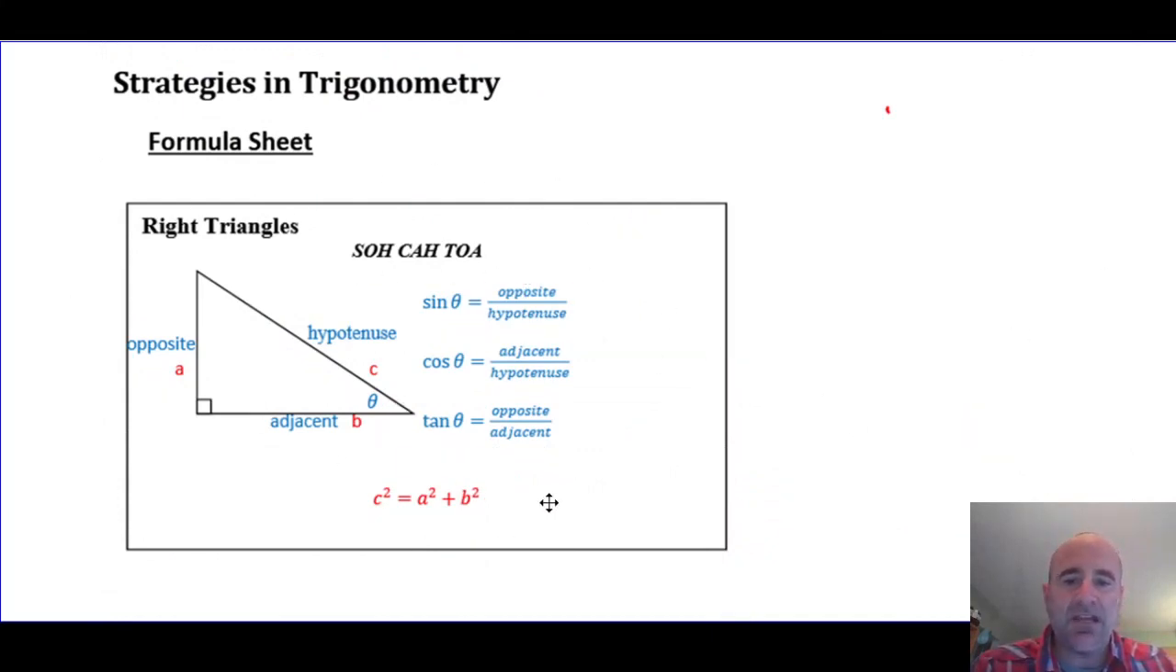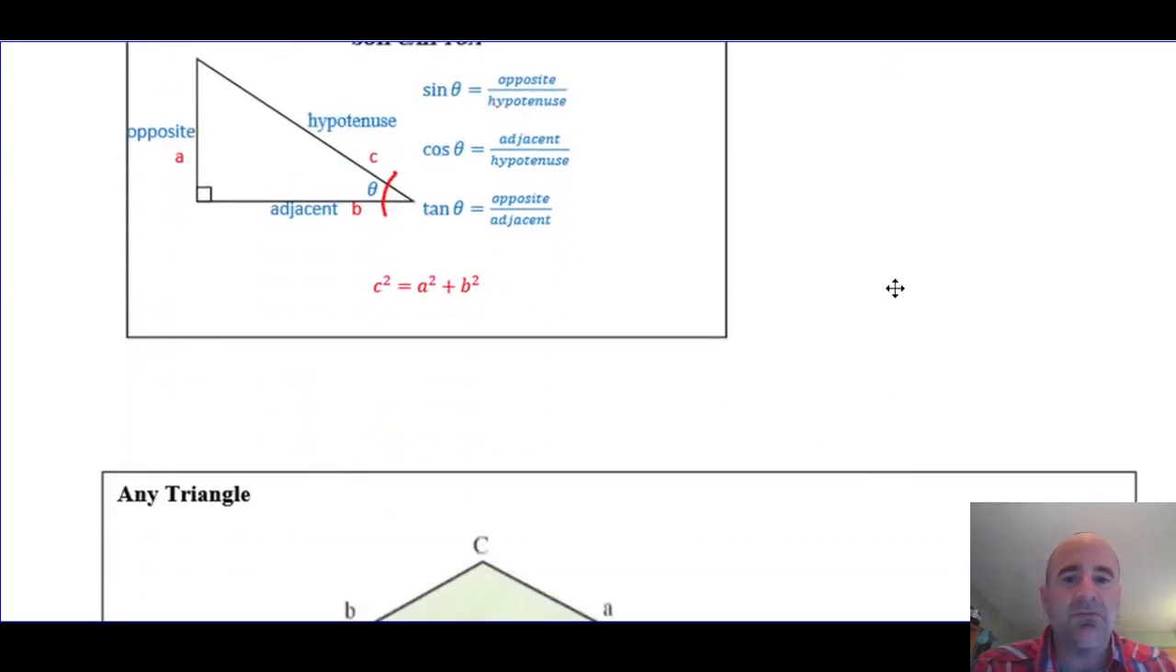So if you have an angle, theta, then of course you have the opposite across, you have the hypotenuse across from the right angle, and you have the adjacent, and we have sine, cosine, and tan. So anytime you run into a right triangle, you want to use this stuff. We also know the Pythagorean Theorem. If the hypotenuse is called C, and the opposite and the adjacent are A and B, it doesn't matter which one's A or which one's B, then C squared equals A squared plus B squared.